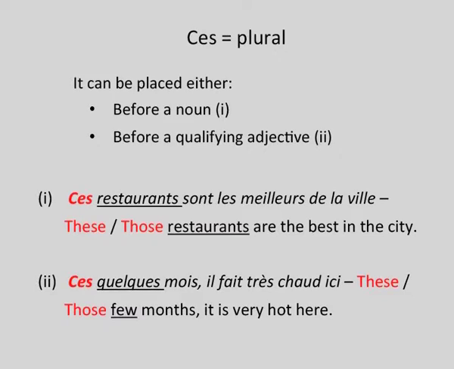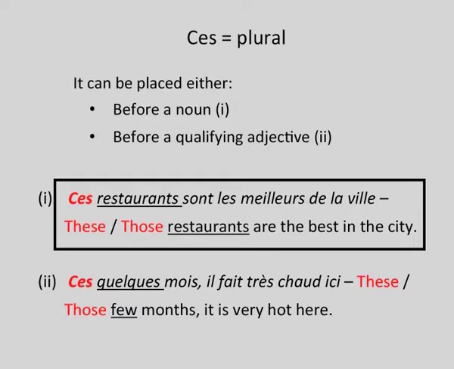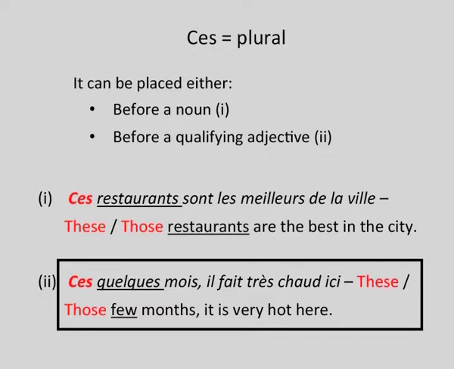Now let's examine ces. Ces is the only plural demonstrative adjective. It precedes any noun that is plural, irrespective of its gender. Ces can be placed either before a noun or before a qualifying adjective. Ces restaurants sont les meilleurs de la ville. These or those restaurants are the best in the city. Ces quelques mois, il fait très chaud ici. These or those few months, it is very hot here.